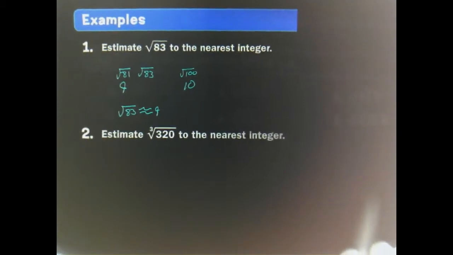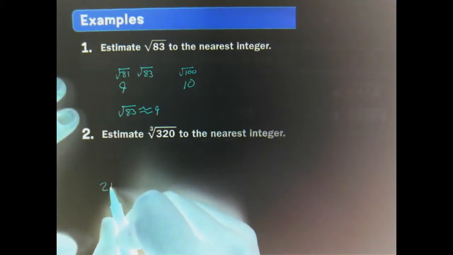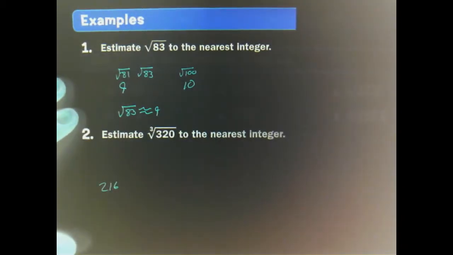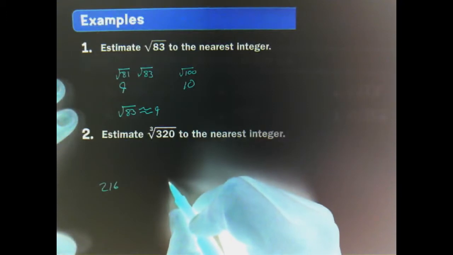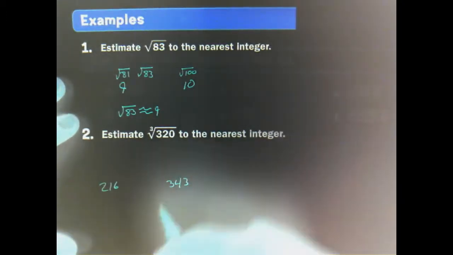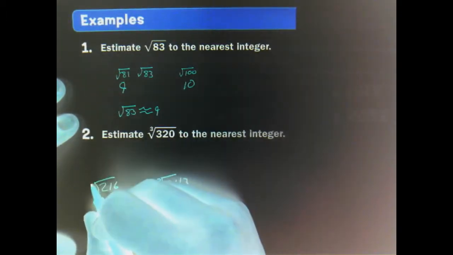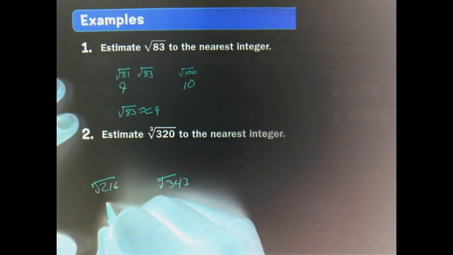Now if we move down to number 2, it is a cube root. So I have to look at my list of perfect cubes. Okay, I know 216 is a perfect cube. That would be 6 cubed, and 7 cubed is 343. Okay, so the cube root of 343 is 7. The cube root of 216 is 6.